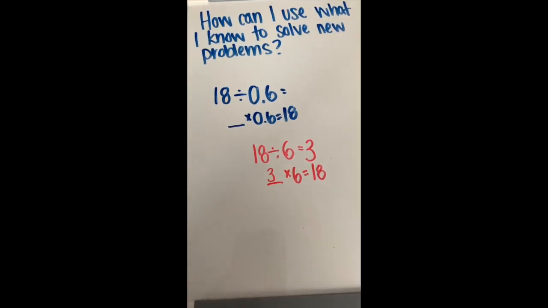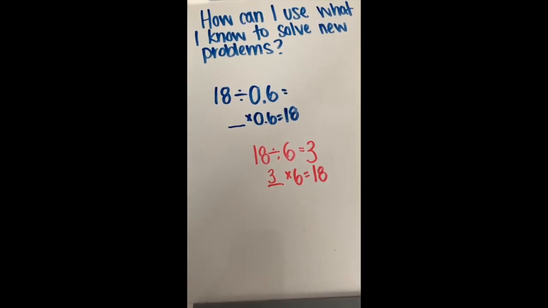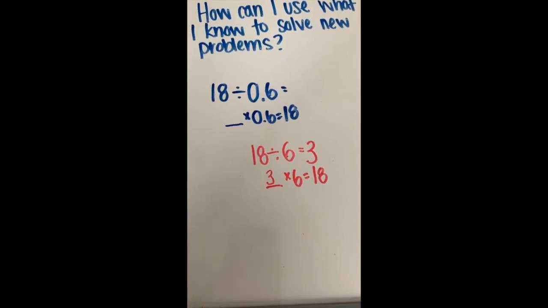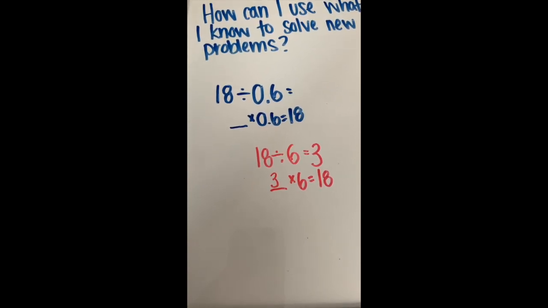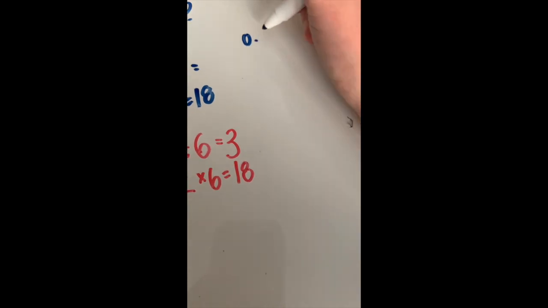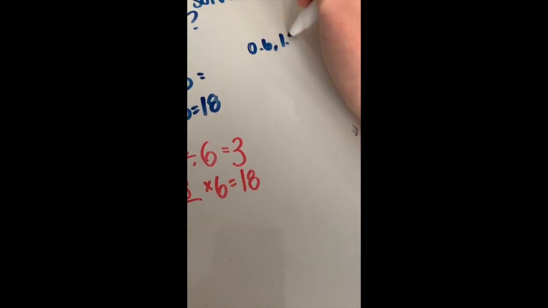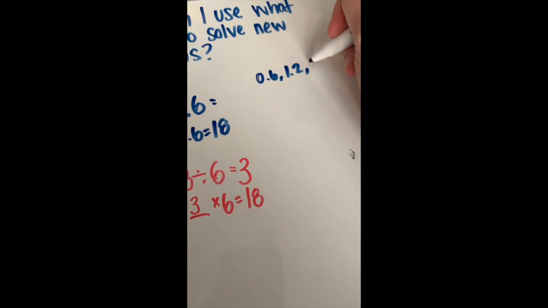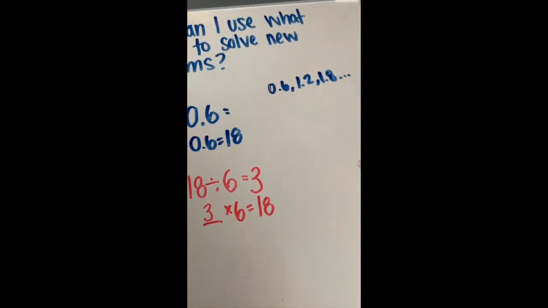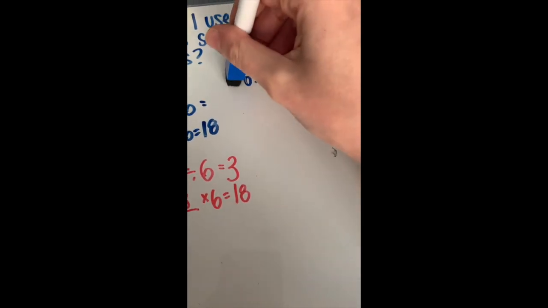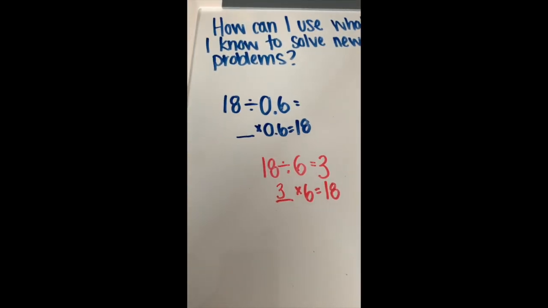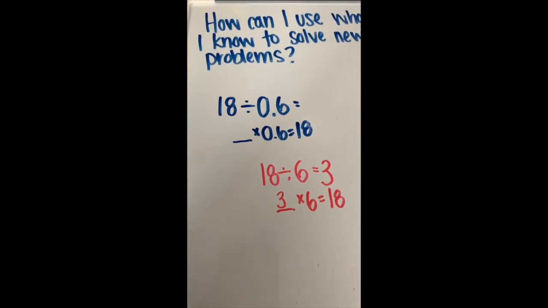Just like I did when I was trying to figure out how many groups of 6 were in 18, I could skip count by 6/10 to figure out how many 6/10 are in 18. I could skip count and start at 6/10 and go 6/10, 1 and 2/10, 1 and 8/10, and keep going until I got to 18. However, that feels like it's going to take me a long time, and I think I can figure out a more efficient strategy. So let me look at these numbers.